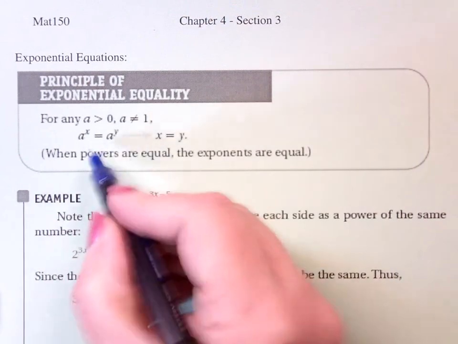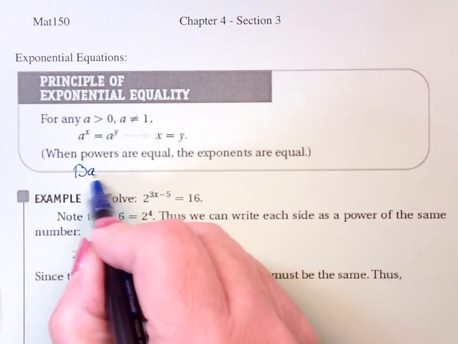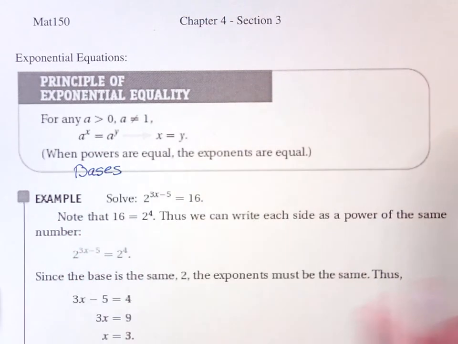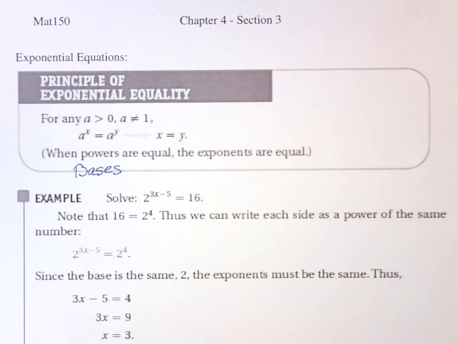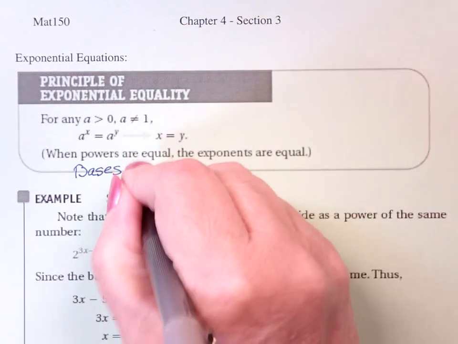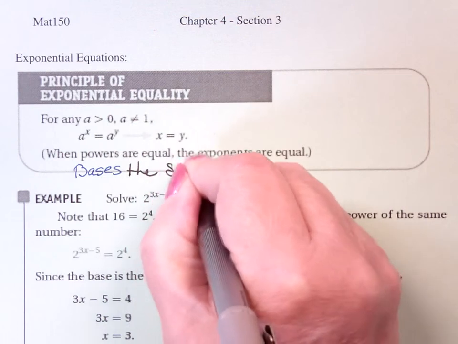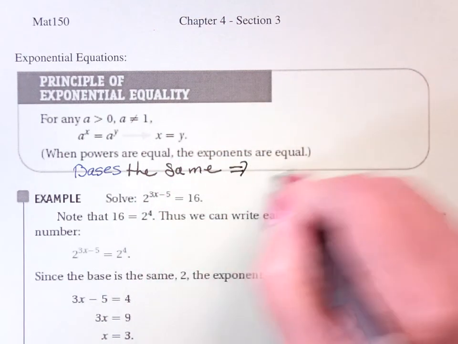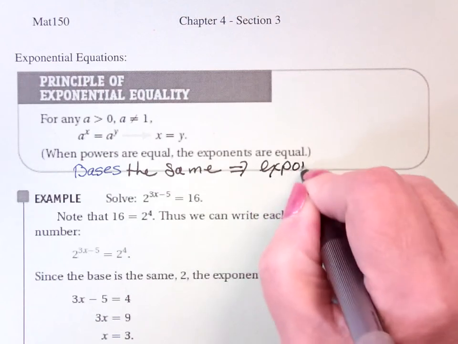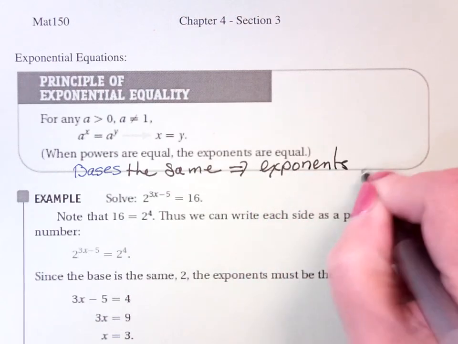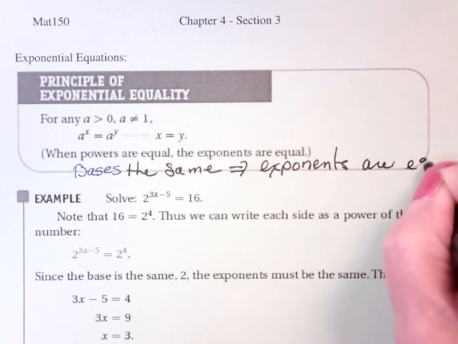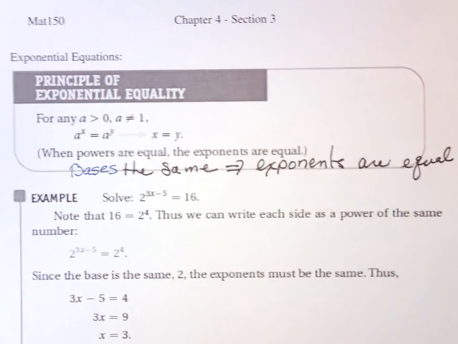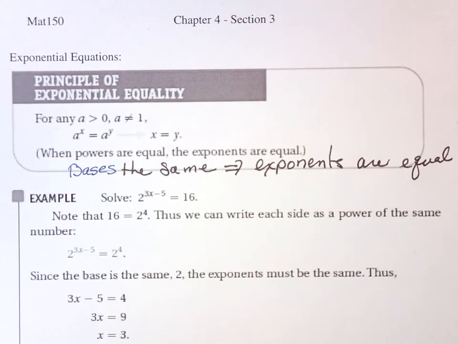So that means if the bases are the same, the exponents are equal. Bases are the same, the exponents are equal. So the goal is to make the exponents the same.